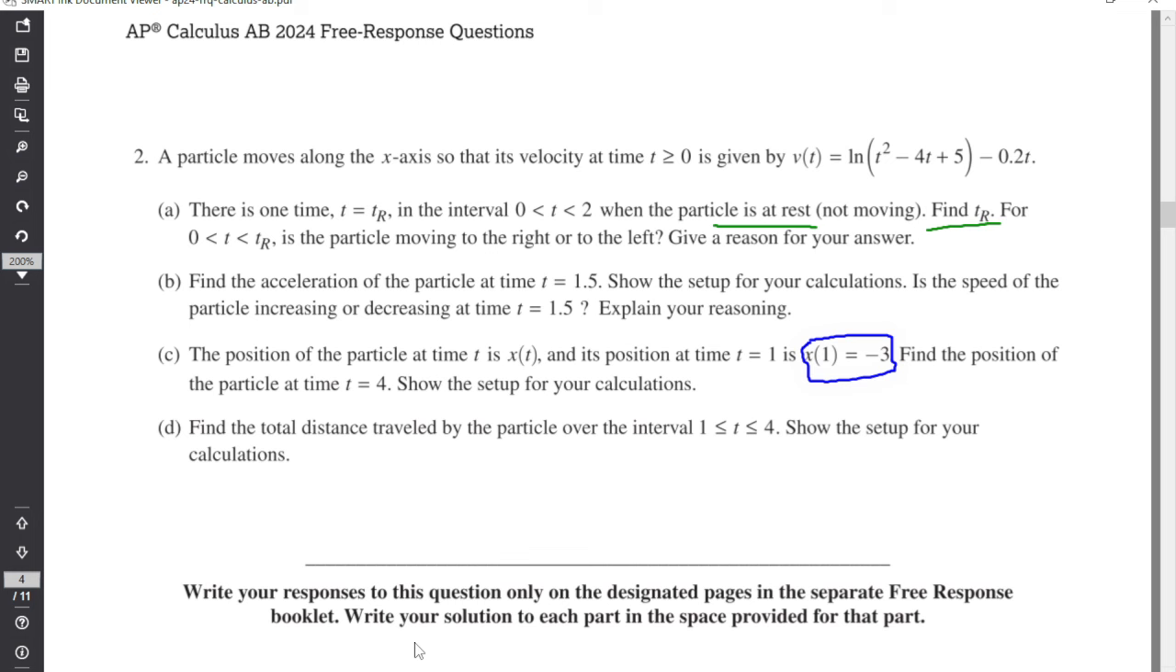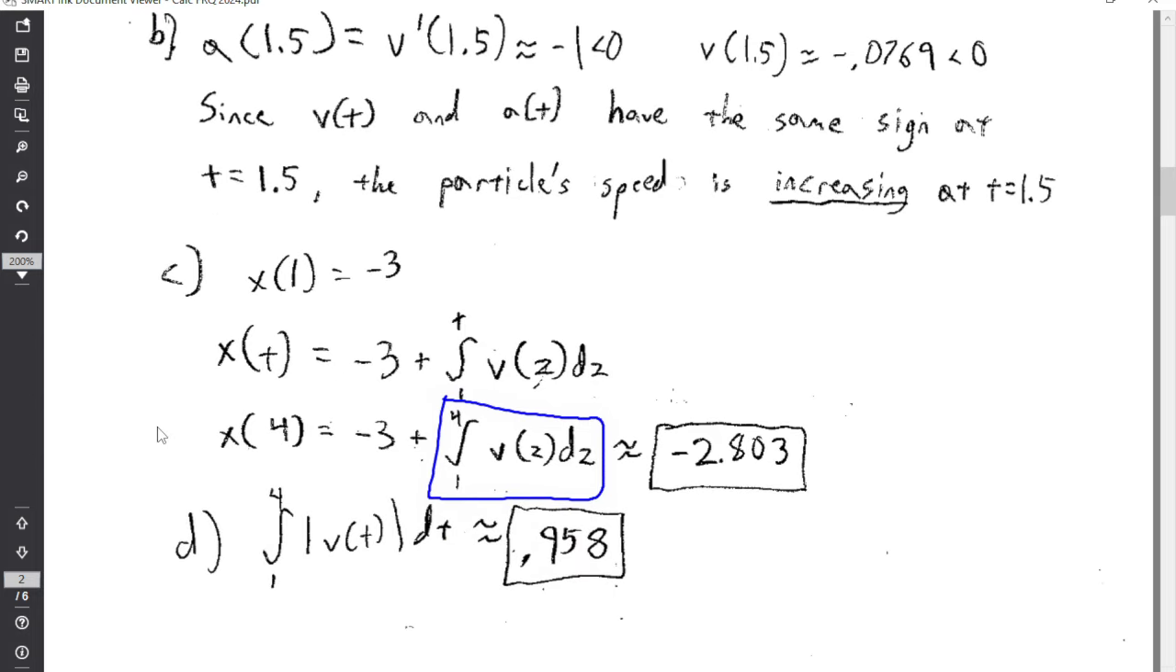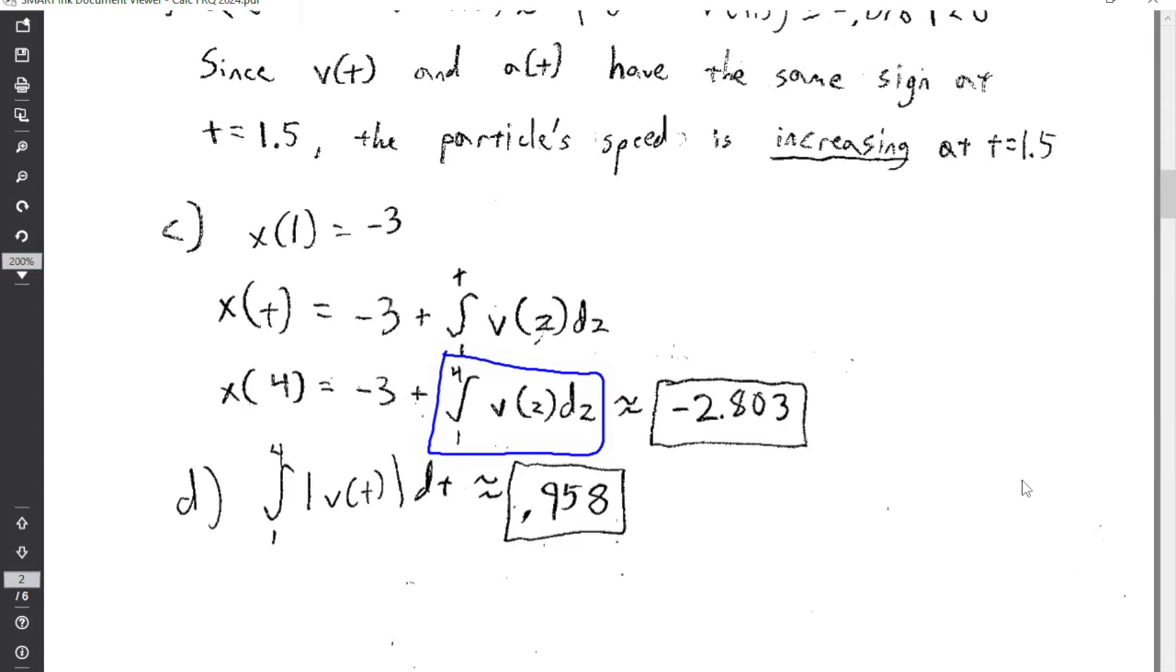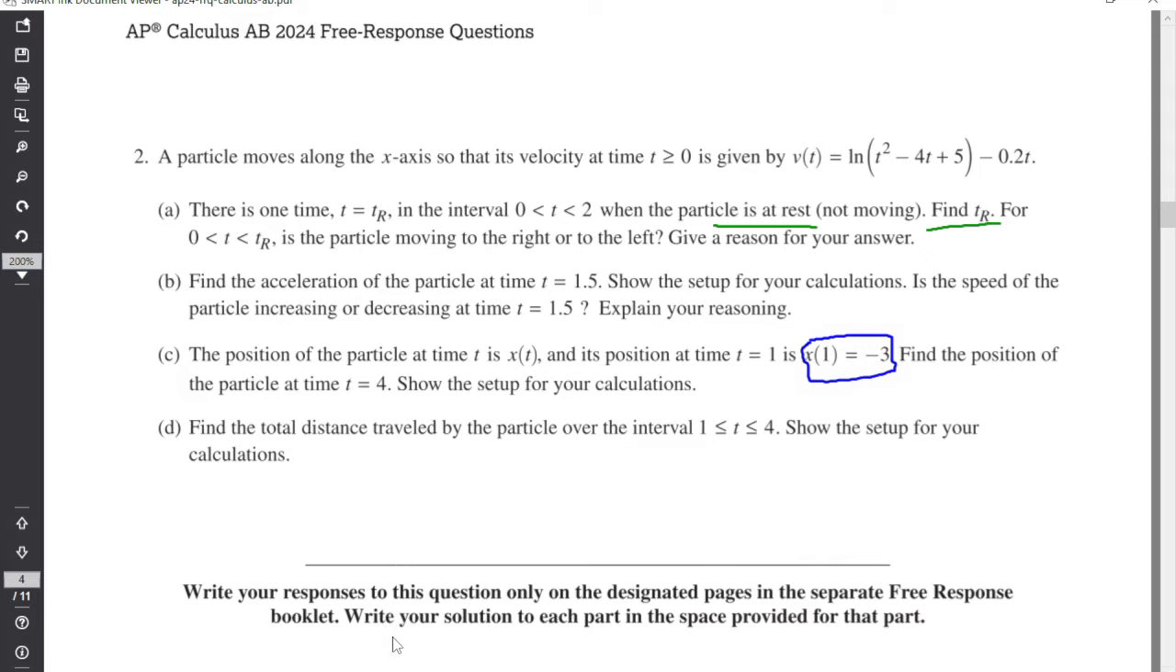Then over in part D, it says find the total distance traveled, and hopefully by now you know that to find total distance traveled, you take the integral of the absolute value of velocity. That's number 2. On to the non-calculator part.